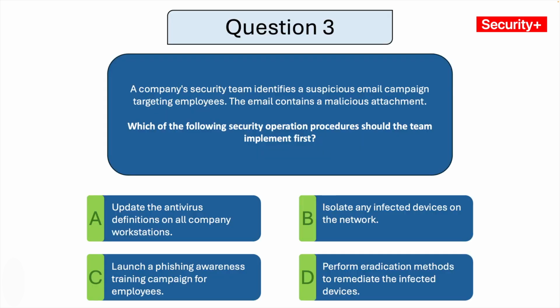Question 3. A company's security team identifies a suspicious email campaign targeting employees. The email contains a malicious attachment. Which of the following security operation procedures should the team implement first? A. Update the antivirus definitions on all company workstations. B. Isolate any infected devices on the network. C. Launch a phishing awareness training campaign for employees. Or D. Perform eradication methods to remediate the infected devices.